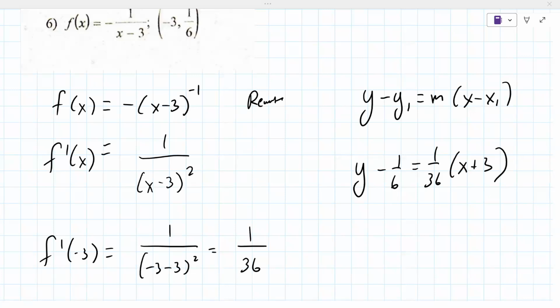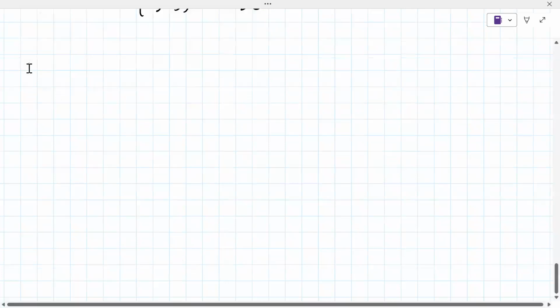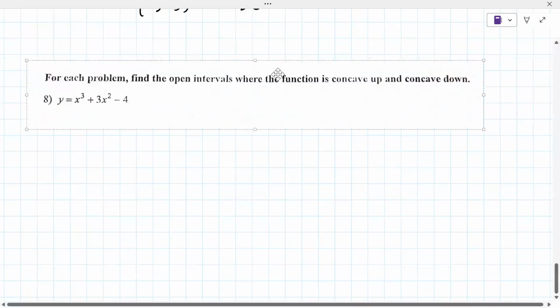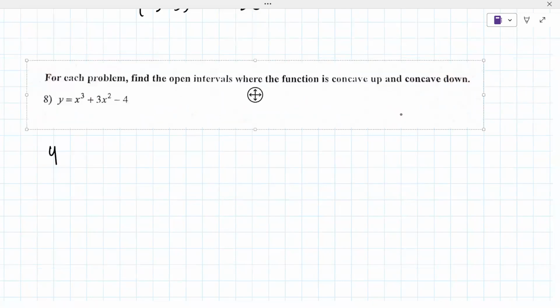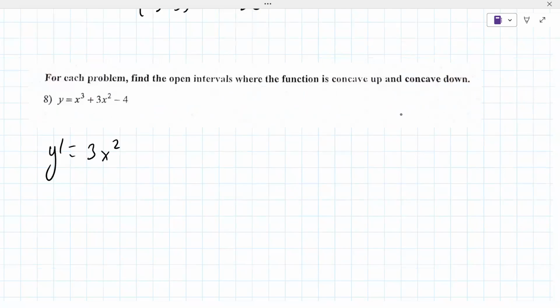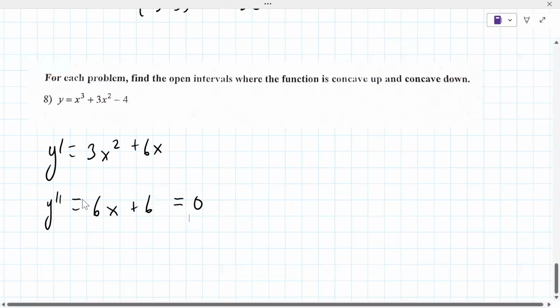All right, number 8. Number 8 here is concavity. Do you remember which derivative is concavity? Second derivative. So you have to find the first derivative, 3x squared plus 6x. Second derivative is 6x plus 6. Set it equal to 0. Can you tell me the possible inflection point? Um, no, I don't think I can. So you're just setting this equal to 0. I'm asking you to solve this equation.